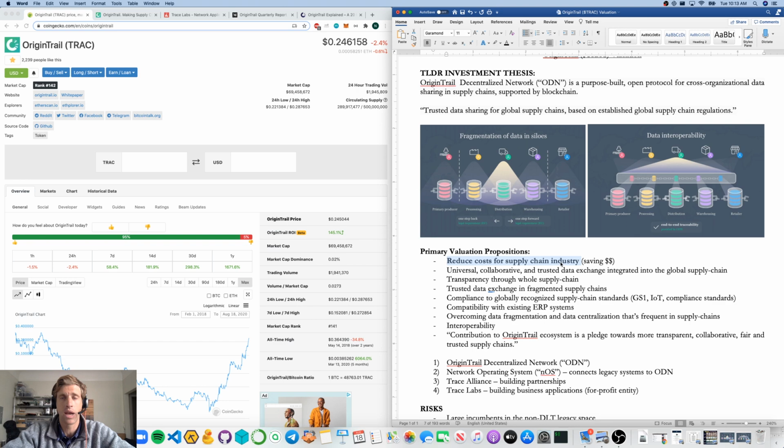That is massive. They're already building for GS1, IoT, and other compliance standards. Compatibility with existing ERP systems, that's huge. Overcoming data fragmentation, data centralization, massive value proposition. Interoperability. Now, there are four major ingredients.